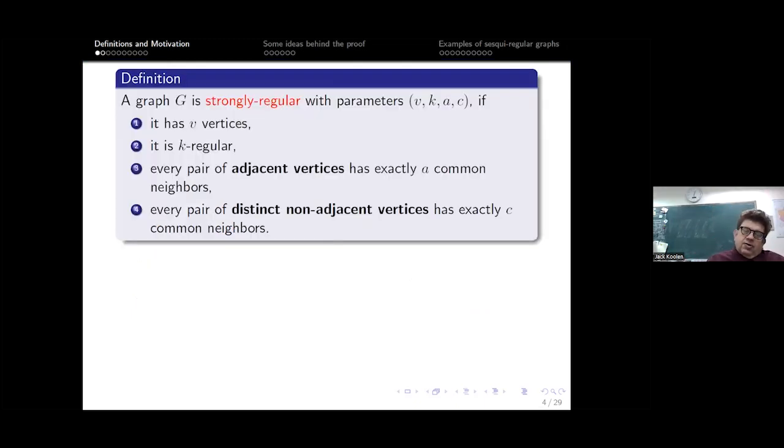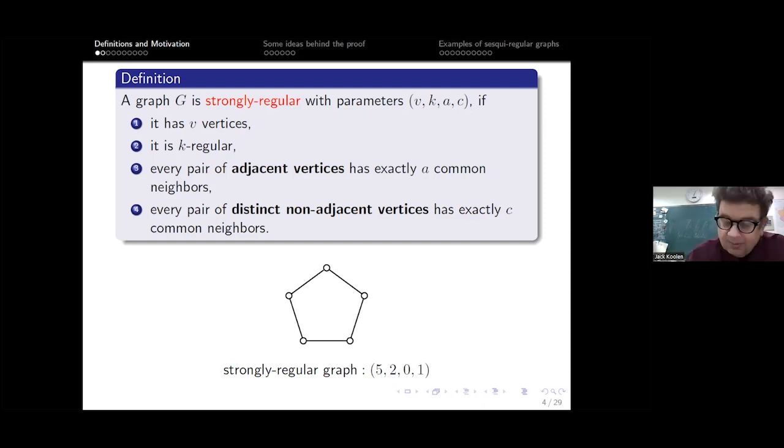So a strongly regular graph has v vertices. It is k-regular. Every pair of adjacent vertices has exactly a common neighbors, and every pair of distinct non-adjacent vertices has exactly c common neighbors. Here is an easy example, the pentagon, that's (5,2,0,1). And you have, of course, the Petersen graph, which is (10,3,0,1). And we will see that not always a has to be 0 and not always c has to be 1. We will see examples of this later.